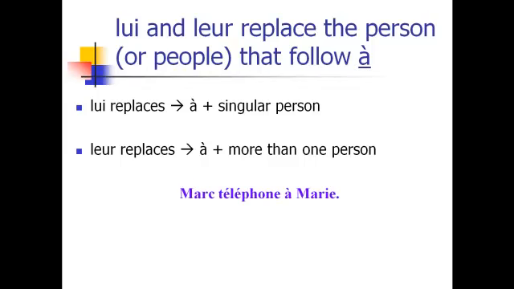So look at this sentence. Marc téléphone à Marie. In this sentence, Marie is the indirect object. Marc is making a phone call to Marie. Now, if we wanted to use a pronoun and say Marc is making a phone call to her, instead of using her name, we would take à and Marie out, and because Marie is one person, we would replace that with lui. Lui, because it is an object pronoun, goes in front of the verb. So our new sentence with the pronoun instead of the actual name would be Marc lui téléphone. Marc makes a phone call to her.